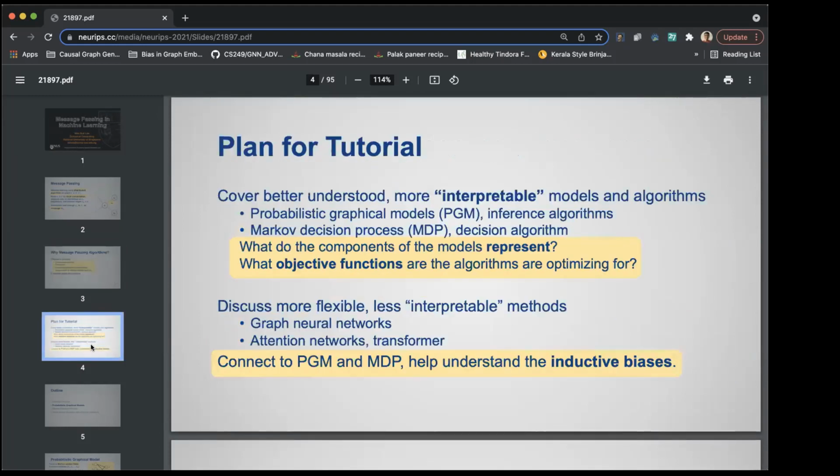So the plan is to cover better understood, more interpretable models and algorithms. This includes PGMs, inference algorithms, MDPs, and decision algorithms. We're going to look at what the components of the models represent, and what objective functions the algorithms are optimizing for, often implicitly. Then subsequently, we'll discuss more flexible, less interpretable methods, such as graph neural networks, attention networks, and transformers, and connect them to probabilistic graphical models and MDPs, to help understand the inductive biases present in these less interpretable methods.